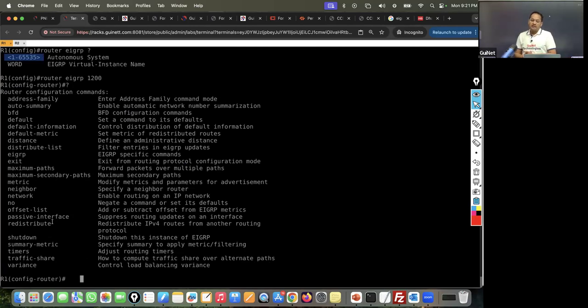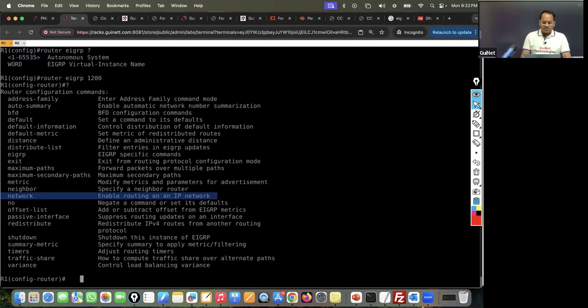So what do I have to do? Do I need to configure my network inside of the EIGRP? The answer is yes, I need to configure my network in the EIGRP. Then how is it going to be configured? For that, you have to use this network command. Where is it? Do you guys see the network command? This enables routing on the IP network address. So you have to use this network command.